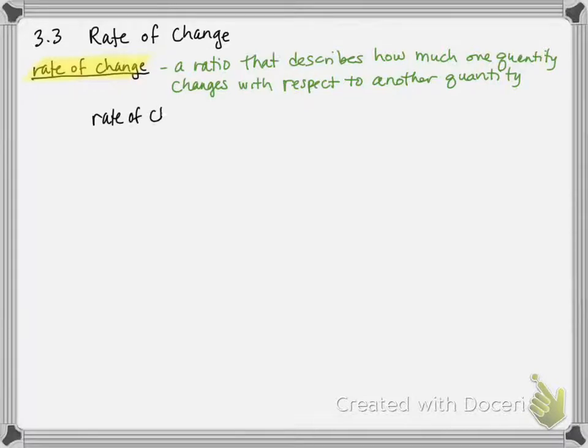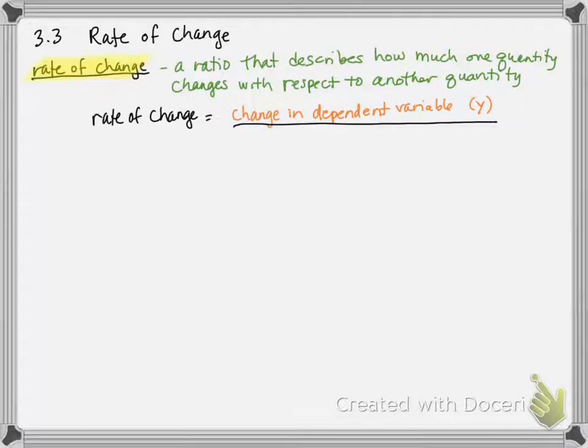Rate of change is actually the change in the dependent variable, which, if you remember from chapter 1, was the value y, over the change in the independent variable. Remember, that's the one you choose, which would be the x value, okay?